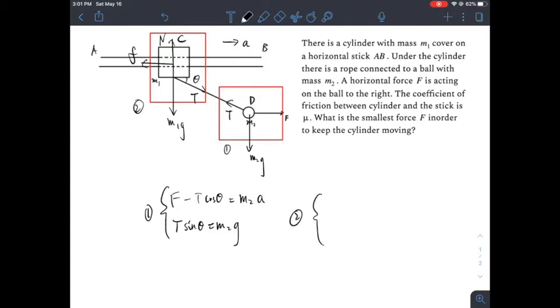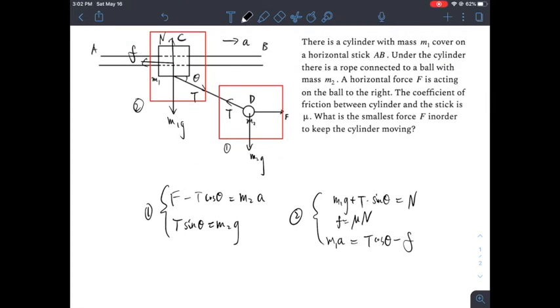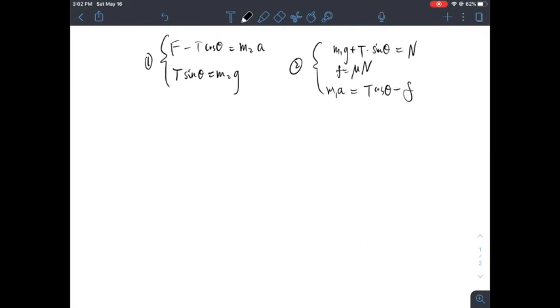So on the second system, in the vertical direction, we have m1g plus T times sine theta will be equal to the normal force. Then the friction force is normal force times mu. Then on the horizontal direction, we have m1a is equal to T times cosine theta minus f. That's our F equal to ma identity, Newton's second law. Then based on these two system equations, we can solve for F.